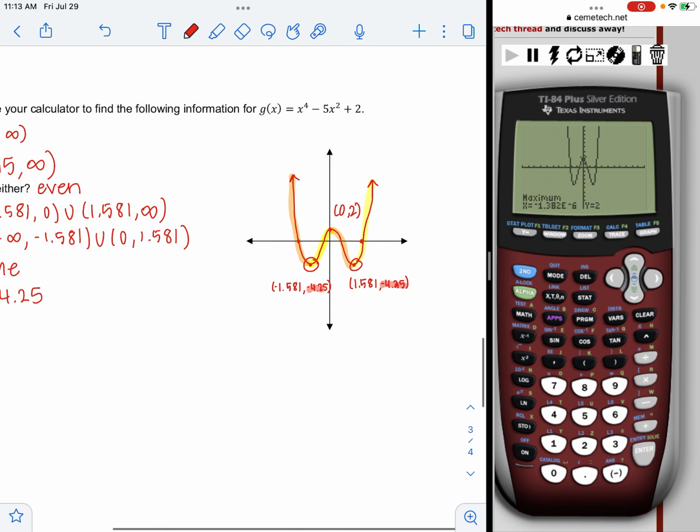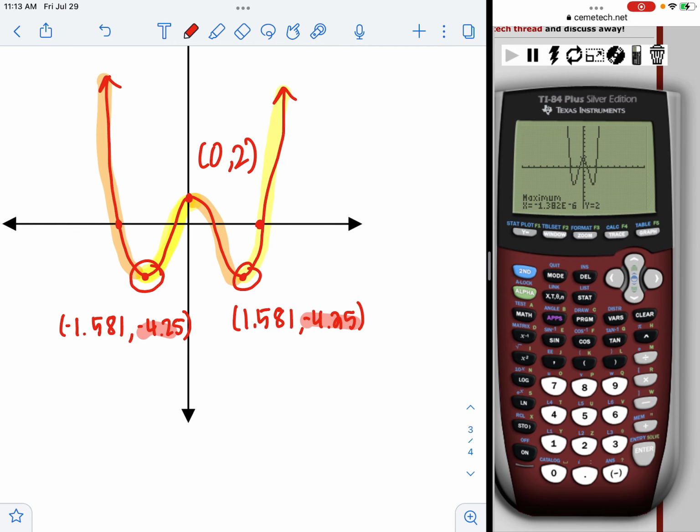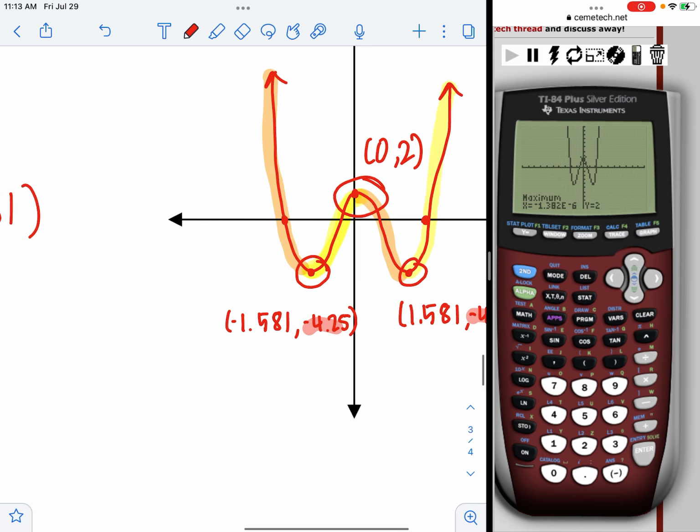And then we're looking for a relative maxima, so where it's going from increasing to decreasing, which is right here, and we just want the y value, which is 2.